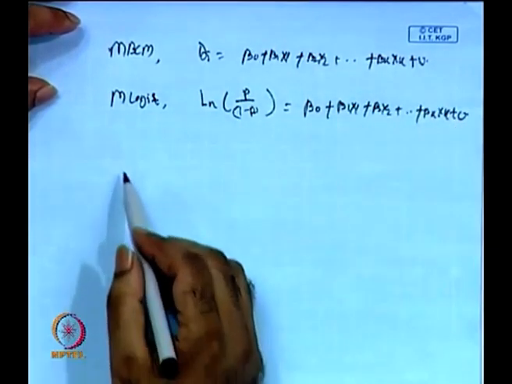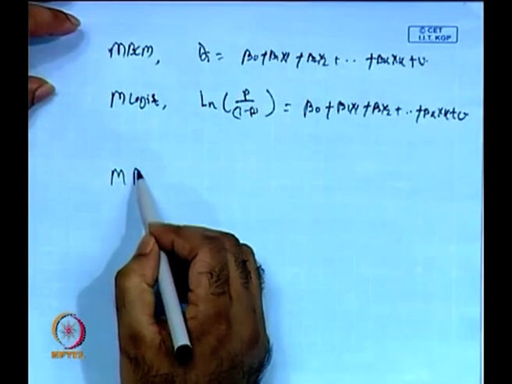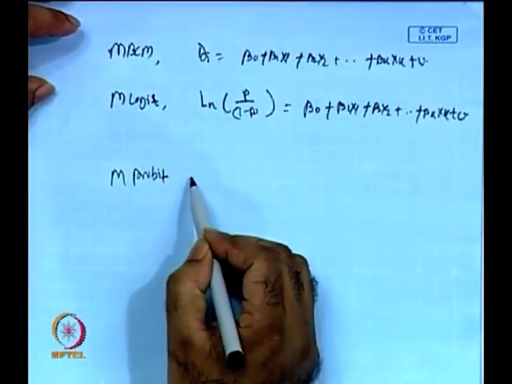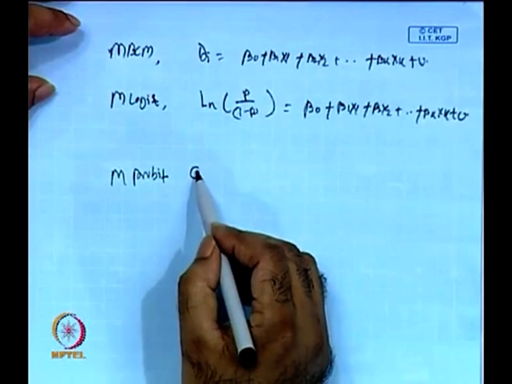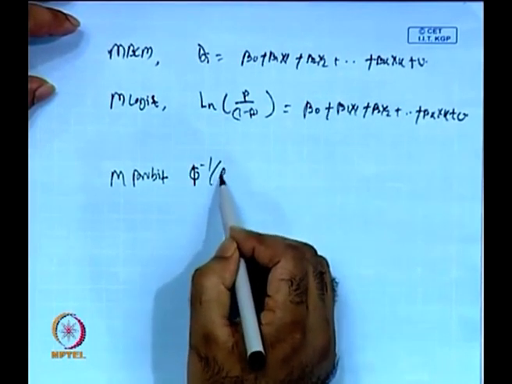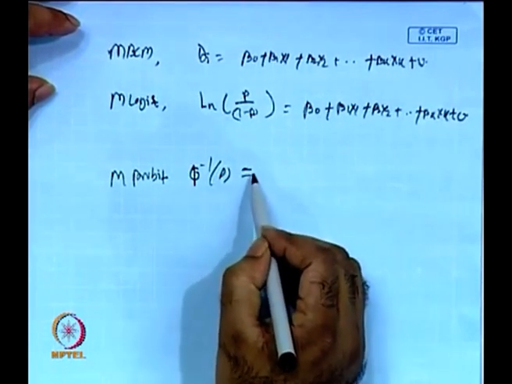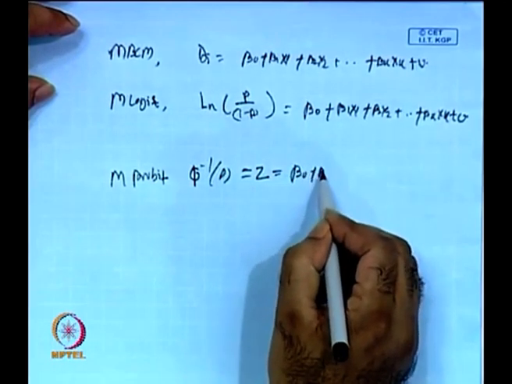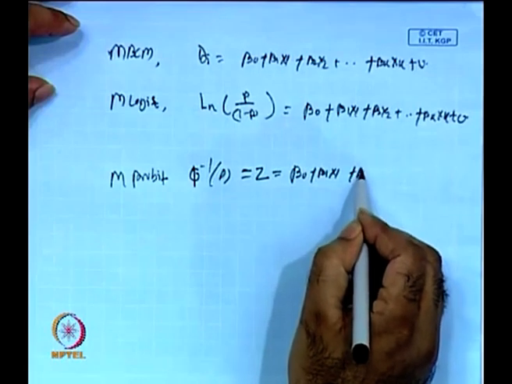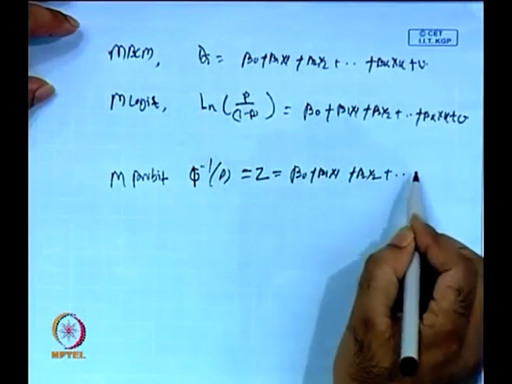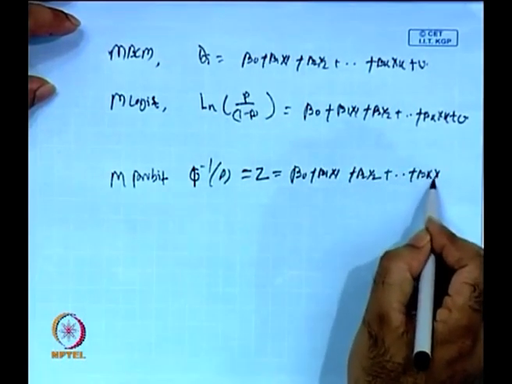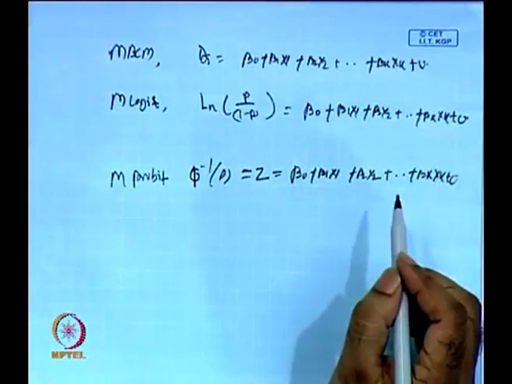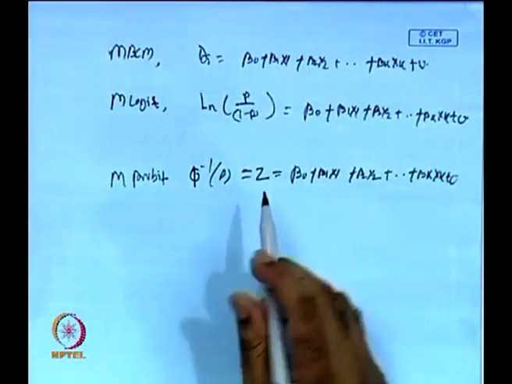Okay, so similarly, in the case of multivariate PROBIT models, we will have inverse p equal to, or we will call it z, then z equal to beta 0 plus beta 1 x 1 plus beta 2 x 2 plus beta k x k plus u. Okay. So, this is how the model is all about.